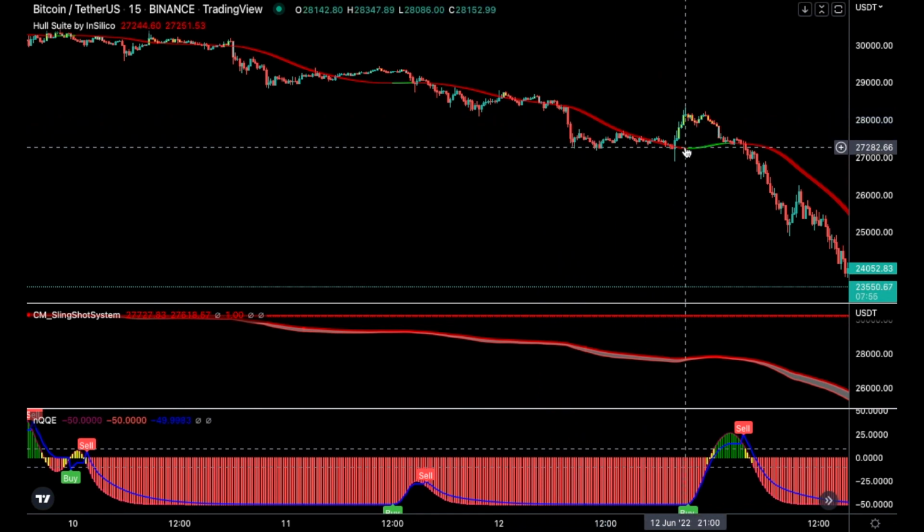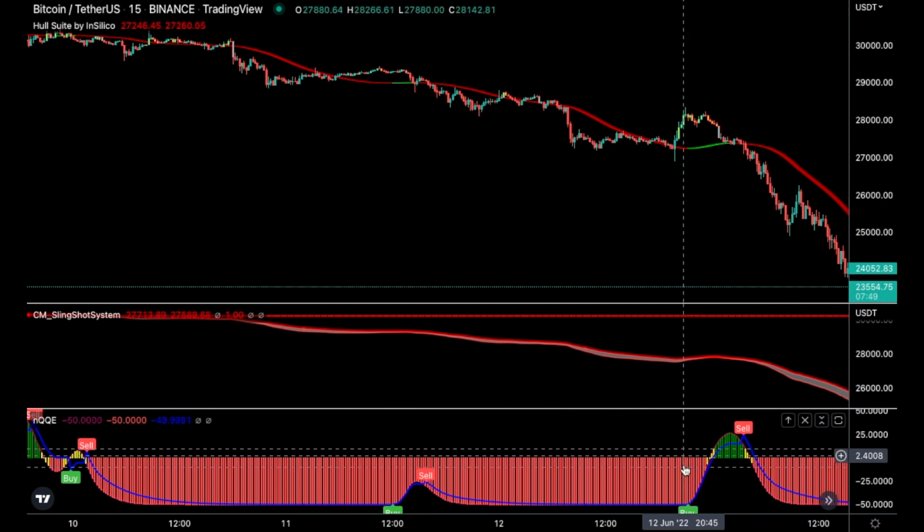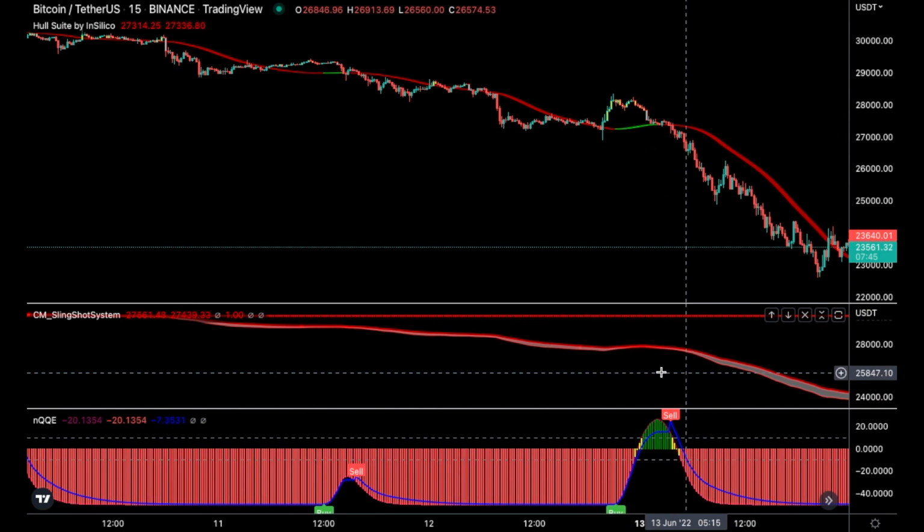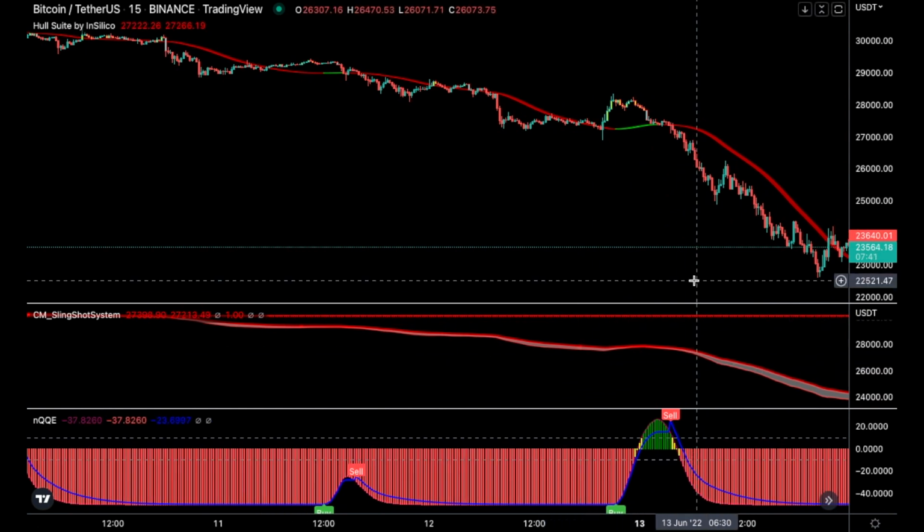We have a buy here, we have a buy in the normalized QQE indicator, but the CM Sync short system hasn't given a buy yet. So we will not follow this signal.